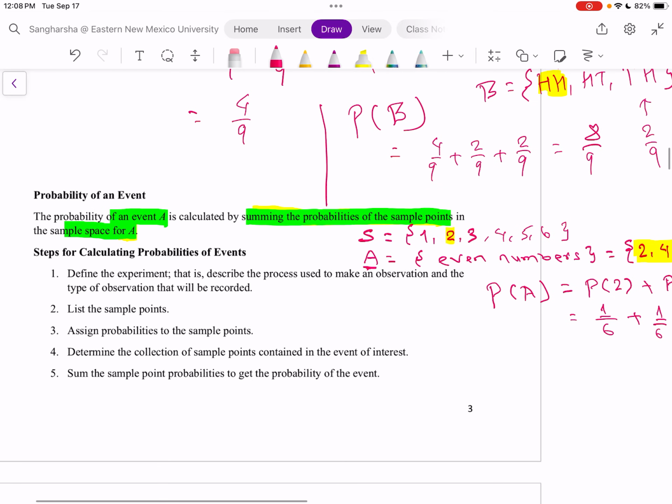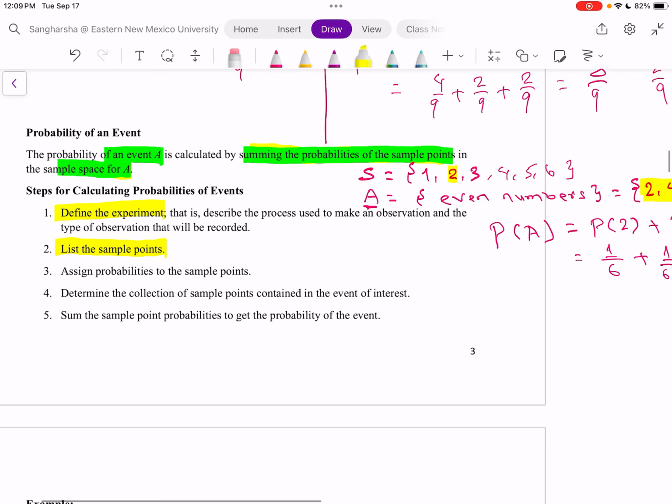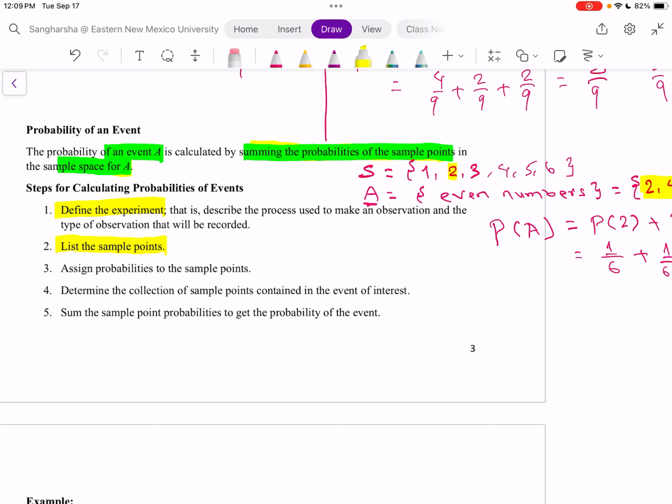Okay, so here are the basic steps to find the probability of an event. At first, we define the experiment. Once we have the experiment, we are interested in the outcomes or the results, and those results or outcomes are the sample points. So we list sample points. First, you define the experiment, you list the sample points. Next, we assign probabilities to the sample points.